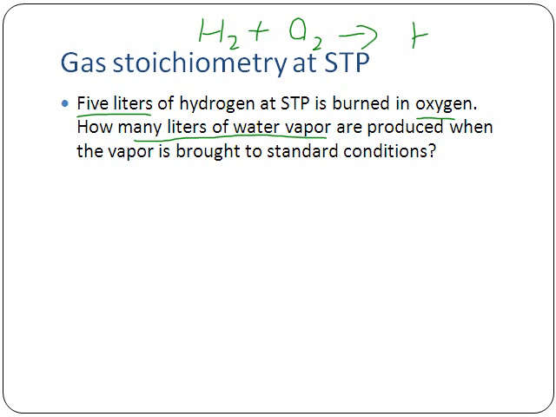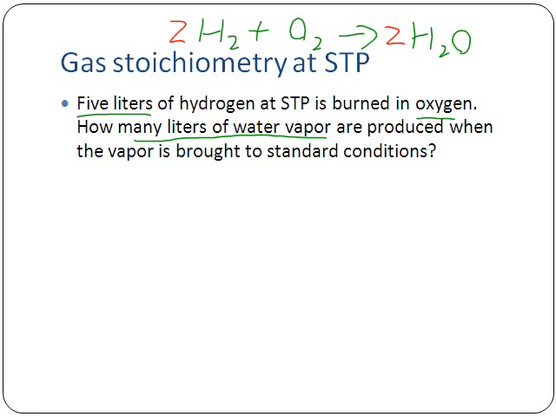To balance this, we say we have 2 hydrogens on the left, 2 on the right. That works. 2 oxygens on the left, 1 on the right, so we have to put a 2 out front here, but that then doubles our number of hydrogens. So 2H2 plus O2 yields 2H2O, and we're nice and balanced.